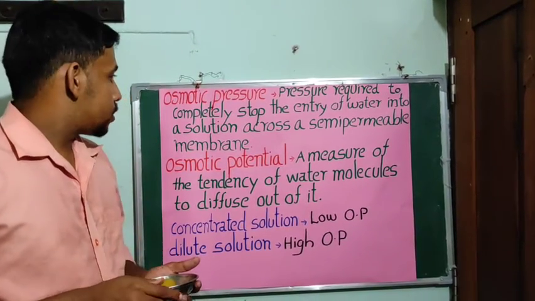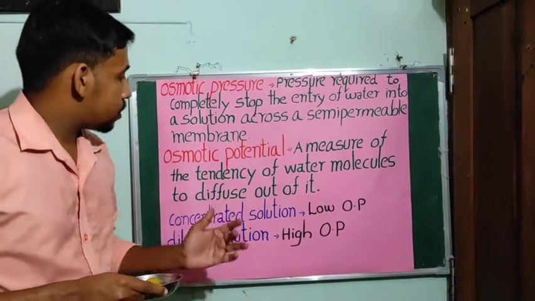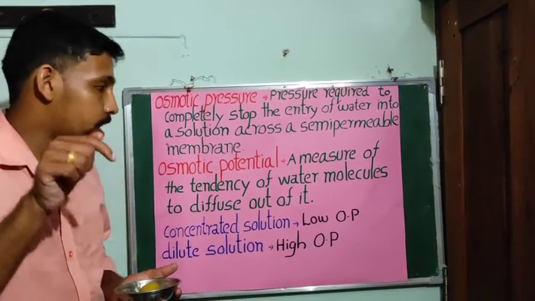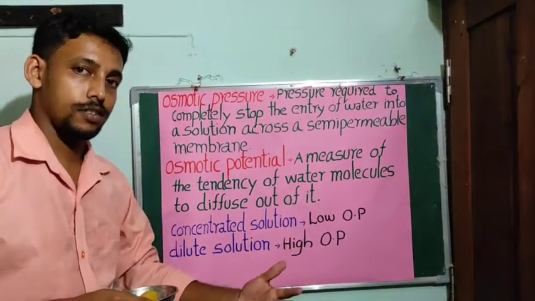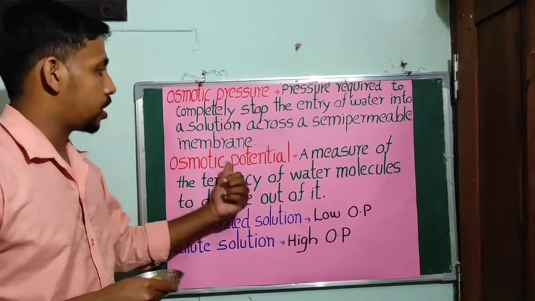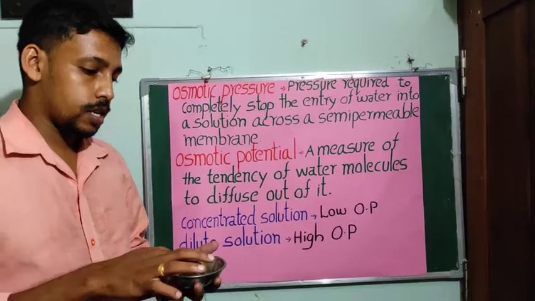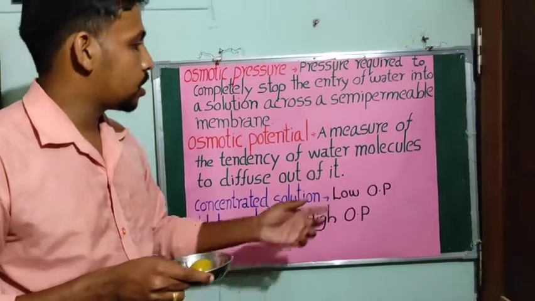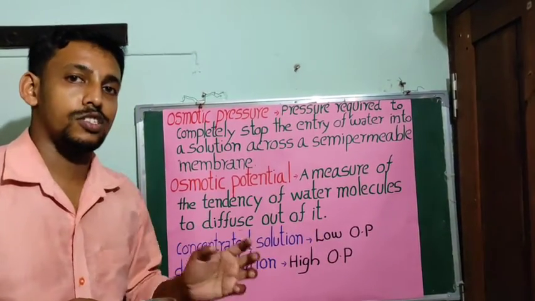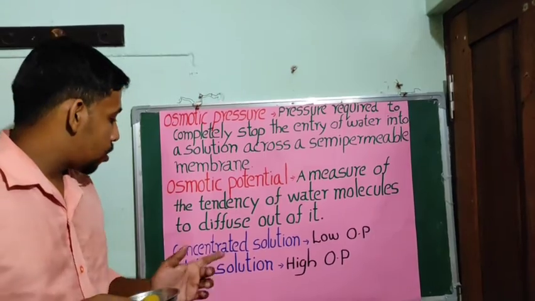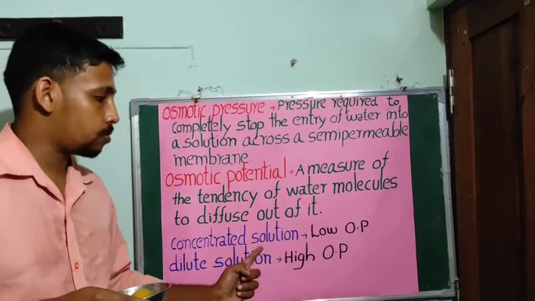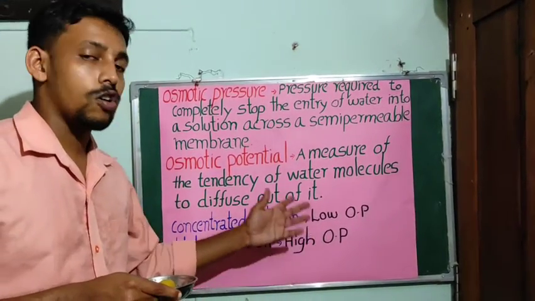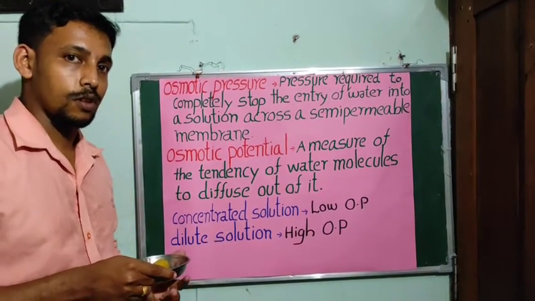Then the measure of the tendency of water molecules to diffuse out of it, that measure is known as the osmotic potential. This is a highly concentrated solution. In a highly concentrated solution, the osmotic potential is very low. But in a dilute solution, the osmotic potential is very high. In pure water there is a high amount of water, so the osmotic potential is highest.